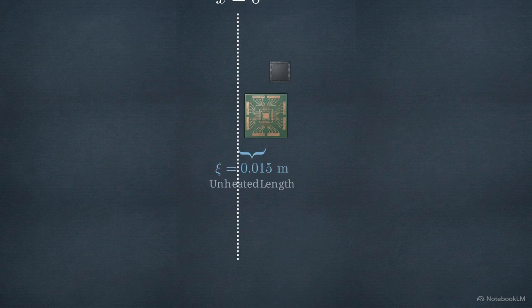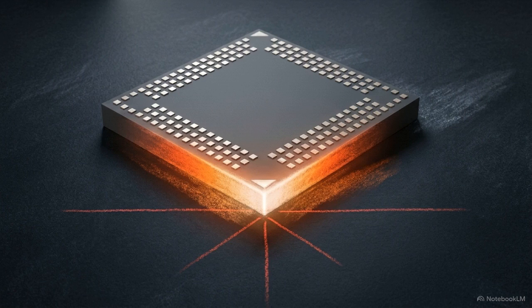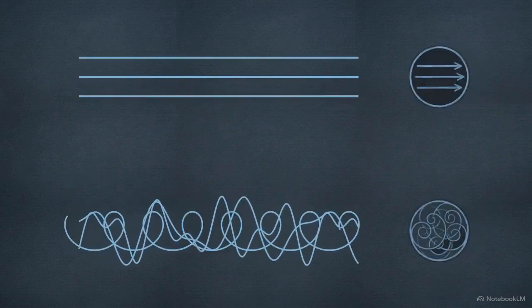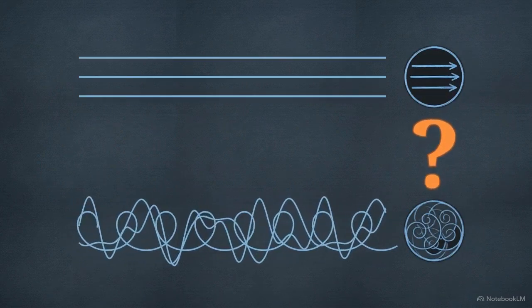Since we measure from the velocity boundary layer's start, our critical x value for the chip's trailing edge is substrate plus chip, 0.030 meters. With our coordinates locked, our next requirement is to determine the flow regime at that exact trailing edge. We cannot select a heat transfer equation until we know if the air is laminar or turbulent.